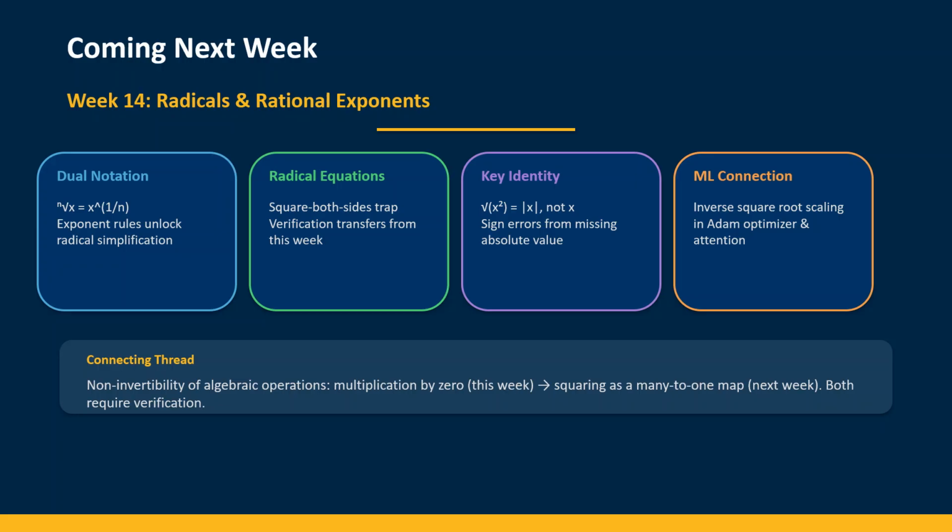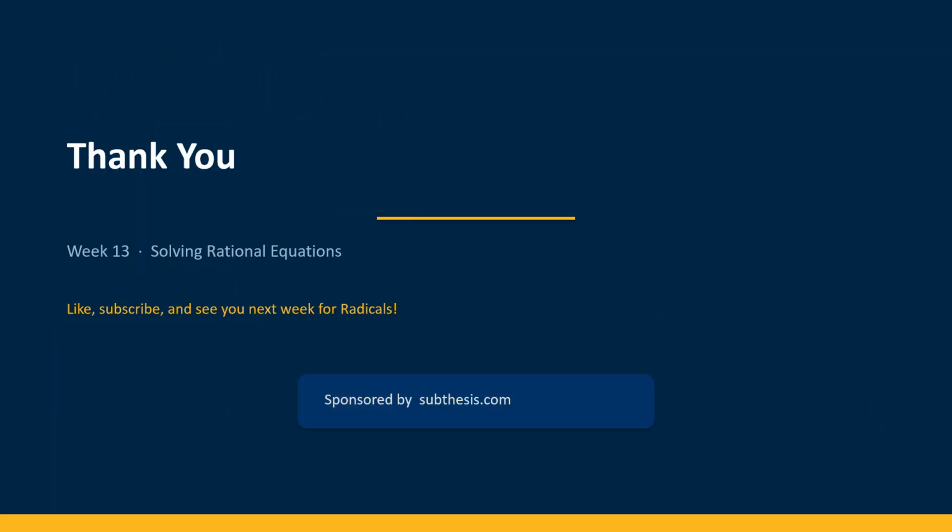The conceptual thread connecting this week and next is the discipline of accounting for the non-invertibility of algebraic operations. Multiplication by a potentially zero expression this week, and squaring, a many-to-one map, next week. Both require post-solution verification for the same structural reason. That concludes this week's lesson on solving rational equations.